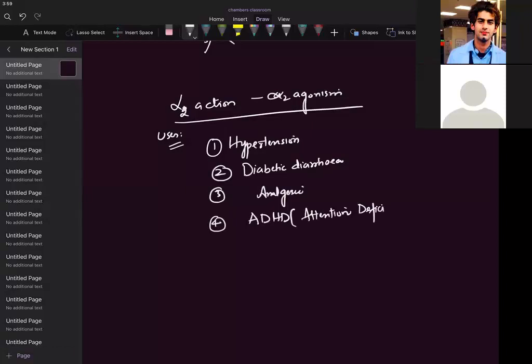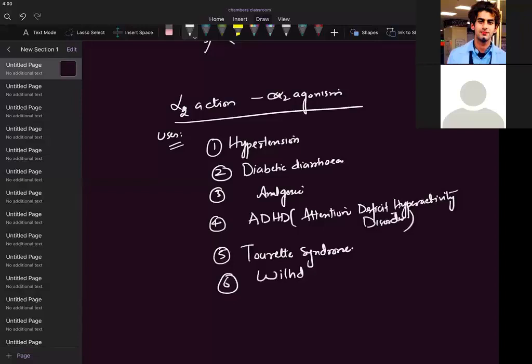Attention deficit hyperactivity disorder, you will read this in psychiatry. The person is not able to focus, always having an attention deficit, and is also hyperactive. Then Tourette syndrome, where the person speaks abusive language like that. Then withdrawal symptoms, the treatment is alpha 2 agonists. And we also give it for migraine prophylaxis.